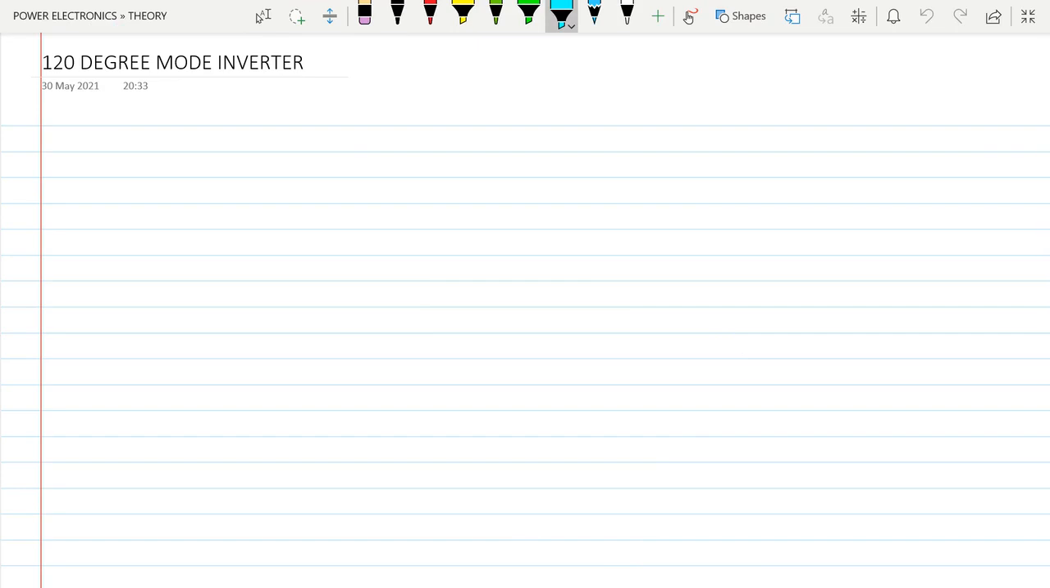So we are going to study the 120-degree mode inverter. We have already studied the operation and analysis of a 180 degrees mode inverter. And to understand this mode, we have to use the X degree mode inverter as a basis, and we have to just replace the value of X as 120.